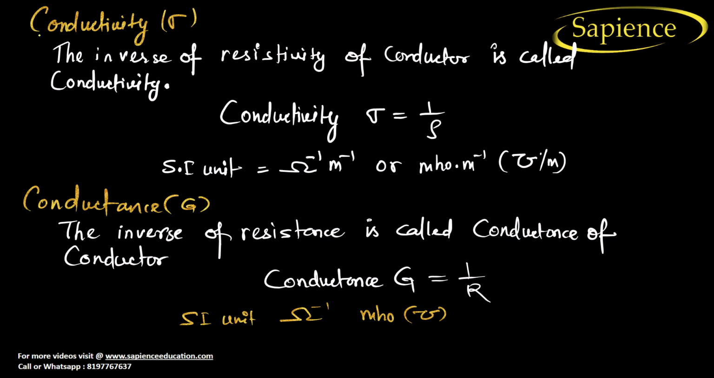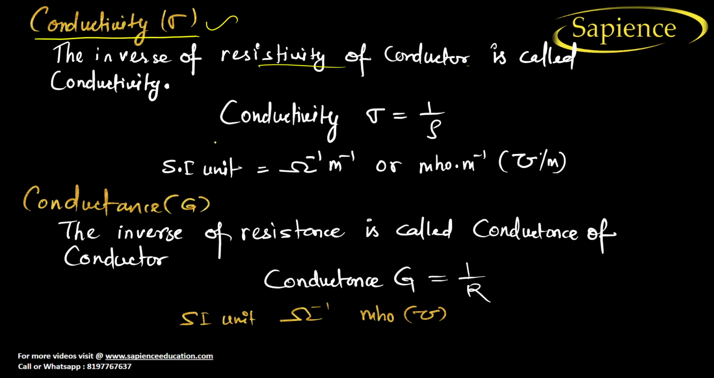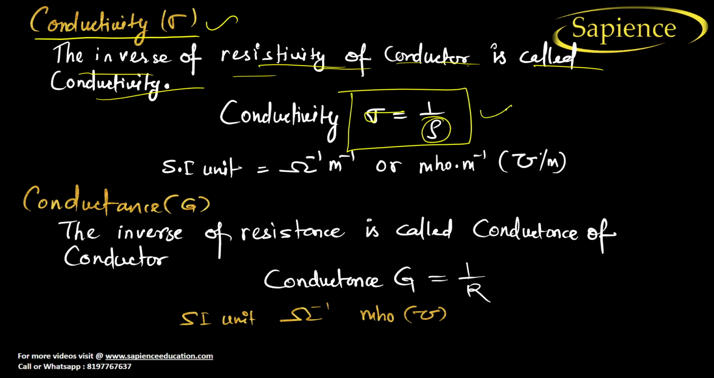Now let us go for conductivity. What is conductivity? The inverse of resistivity is the conductivity. The stronger the resistance, the less will be the conductivity. So R is equal to 1 by C. Here the definition: the inverse of resistivity of a conductor is called conductivity, and since resistivity is denoted by rho, conductivity will be denoted by sigma. So both are inversely proportional. If more resistance is there, less conductivity will be there. If less resistance is there, more conductivity will be there.